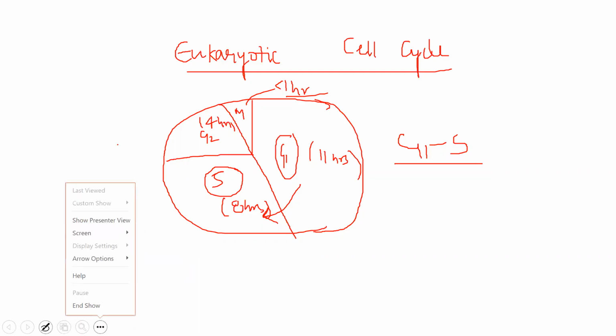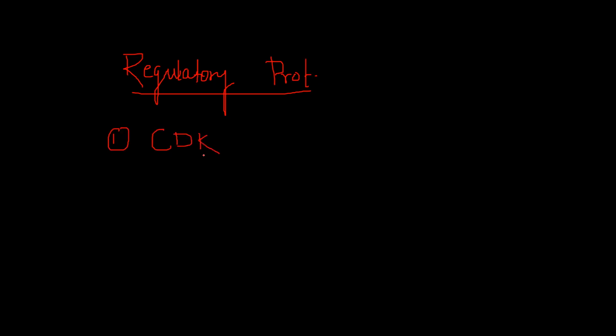Now some regulatory proteins in the cell cycle. Which are the regulatory proteins in the cell cycle? P53, I guess. Before that, some regulatory proteins like CDK: cyclin-dependent kinases, and then cyclin. Some kinases are dependent on cyclin. They are known as cyclin-dependent kinases.